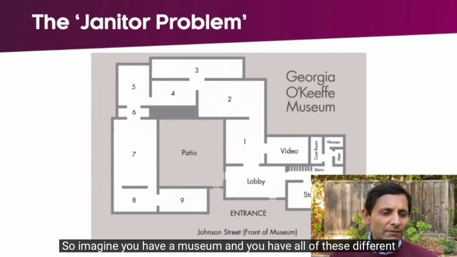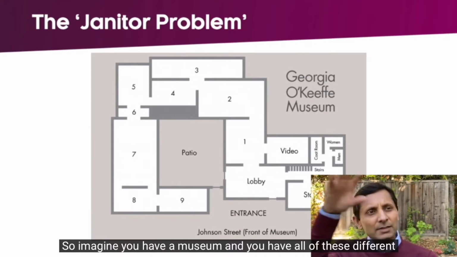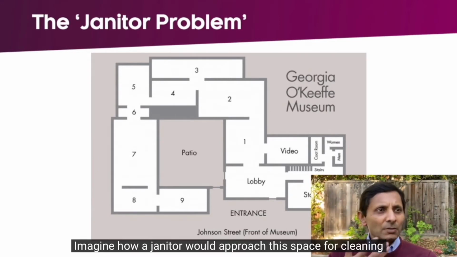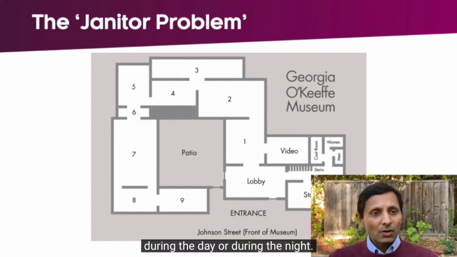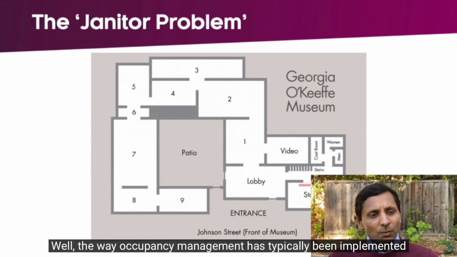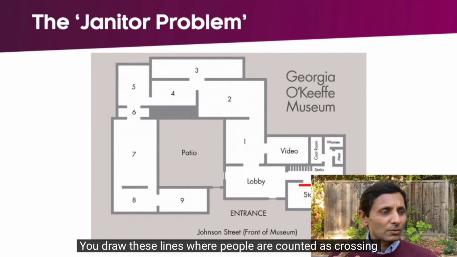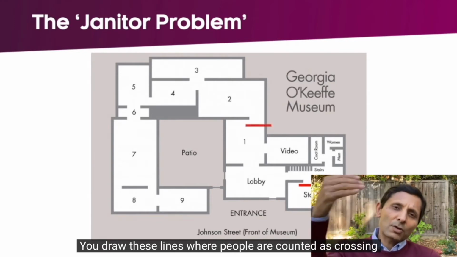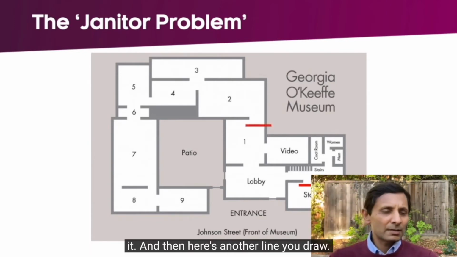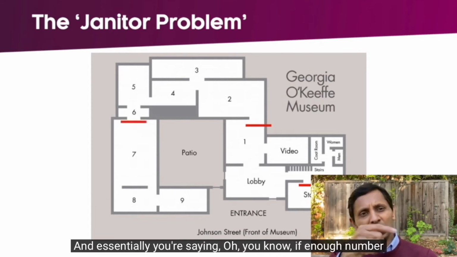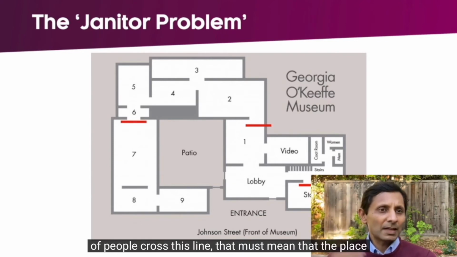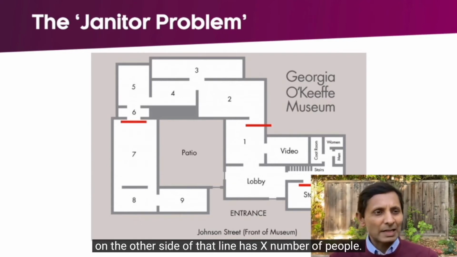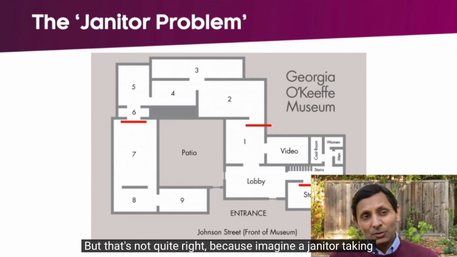Imagine you have a museum and you have all of these different rooms within the museum. Imagine how a janitor would approach this space for cleaning during the day or during the night. Well, the way occupancy management has typically been implemented is you draw these lines where people are counted as crossing it. And then here's another line you draw, here's another line. And essentially you're saying, if enough people cross this line, that must mean that the place on the other side of that line has X number of people. But that's not quite right.